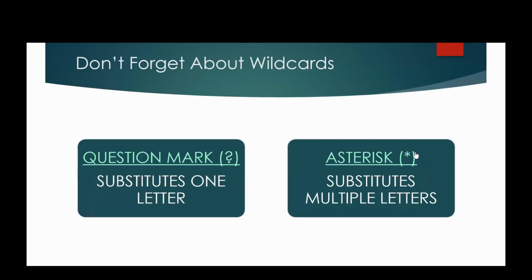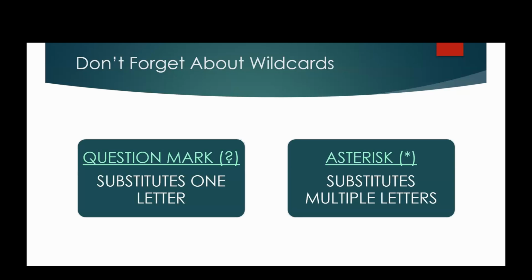Don't forget as you're searching about using your wildcards. So Ancestry has two wildcards that they recognize. One is a question mark, and the question mark substitutes one letter. And so if you have an ancestor that you are searching for that has variable name spelling, but it's usually only off on one letter, the question mark is what you would want to use. The asterisk, on the other hand, substitutes multiple letters.